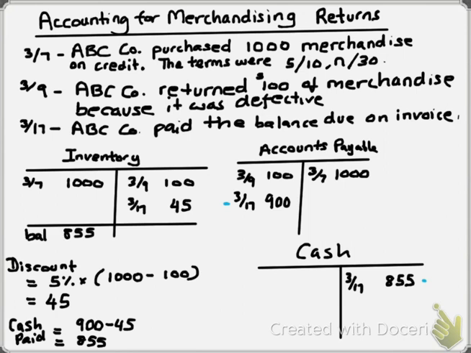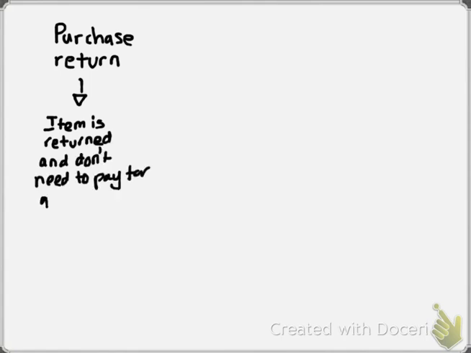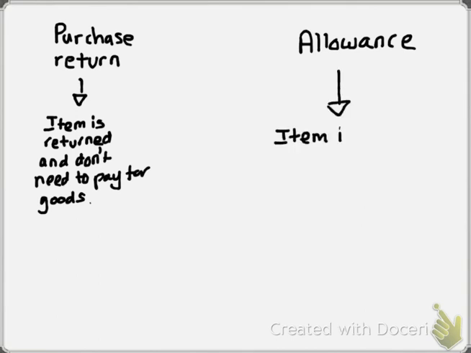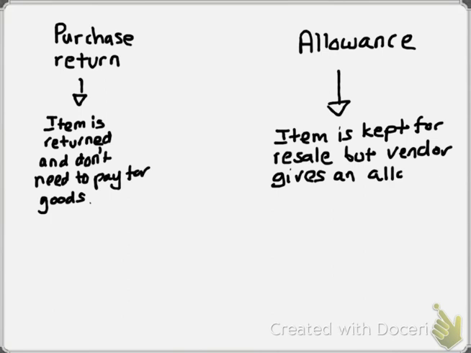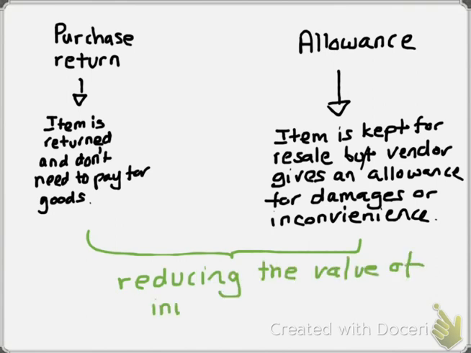There are two new terms that you need to know. One was purchase returns, which we just talked about. This is where the item is returned and we, the company, don't need to pay for those goods. However, there's another term which is called an allowance. When it's an allowance, the buyer keeps the item for resale, but the vendor gives an allowance for damages or inconvenience. In both cases, the amount is treated identically.